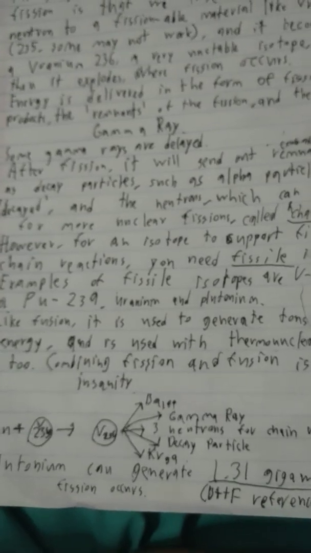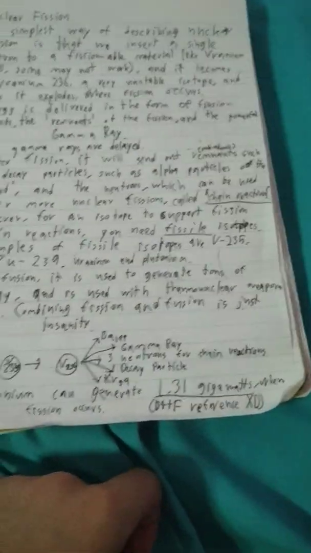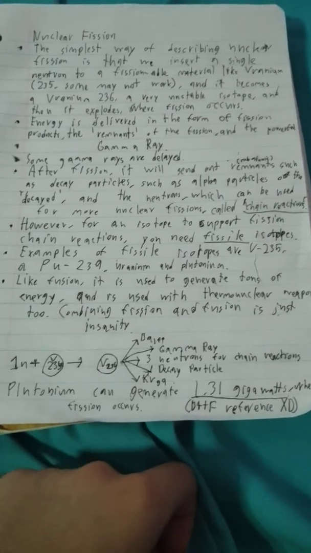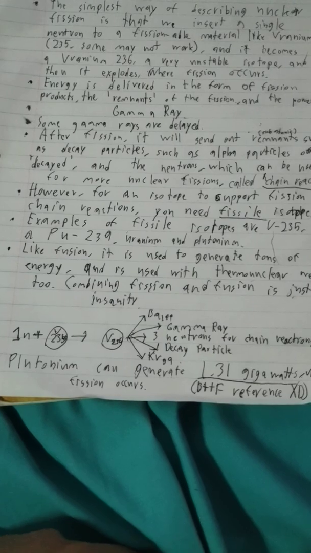And like fusion, it is used to generate tons of energy, and it could be coupled with nuclear fusion in a thermonuclear weapon. Therefore, combining fission and fusion is just insanity.